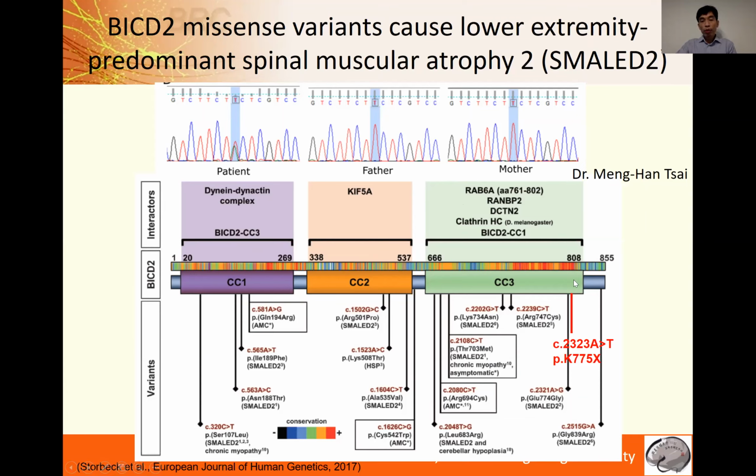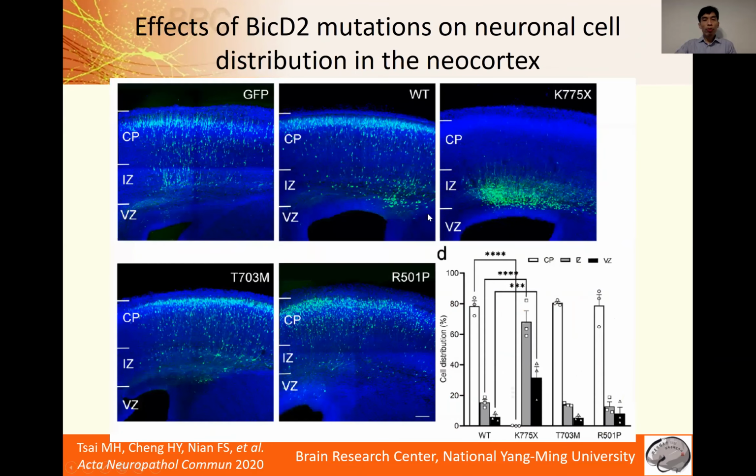But when we look at the mutation site, this is really interesting, because all of the other mutations associated with SMA are missense mutations. That means that only one amino acid was substituted with another amino acid. But in our case, we identified a truncation mutation in the C terminus. So this is very, very different. We really wanted to know whether this truncation would cause brain developmental disorder, so we expressed this mutation in the cortex using in utero electroporation.